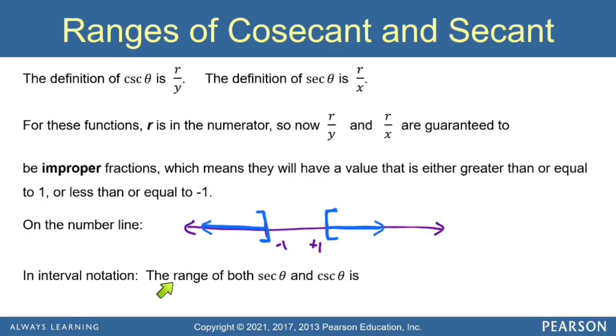In interval notation, we would write the range of both secant and cosecant as parentheses -infinity, comma, -1, bracket, and then union symbol, that union symbol you'll remember from algebra, bracket, 1, comma, infinity. And that's the range of both the secant function and the cosecant function.